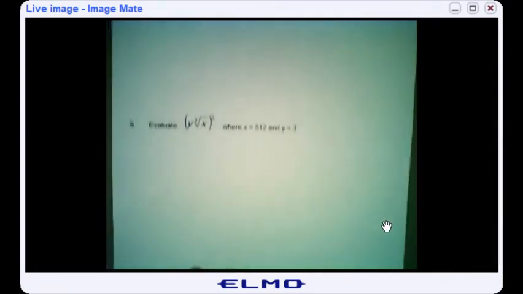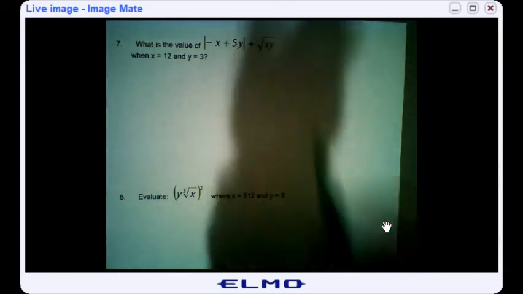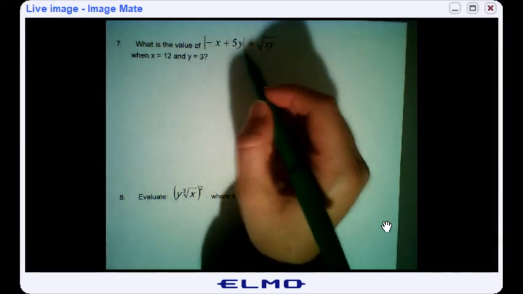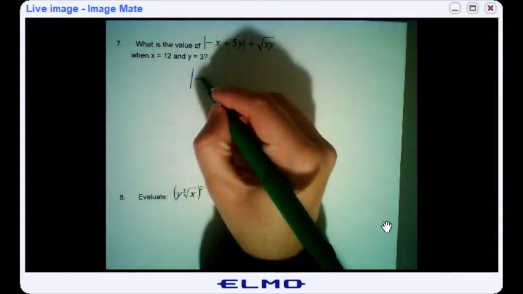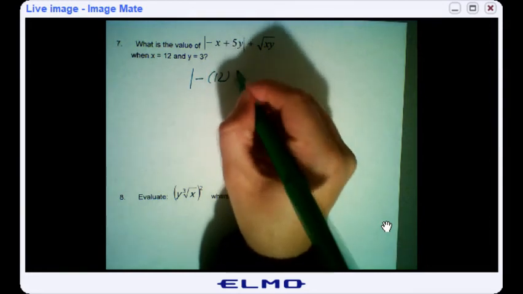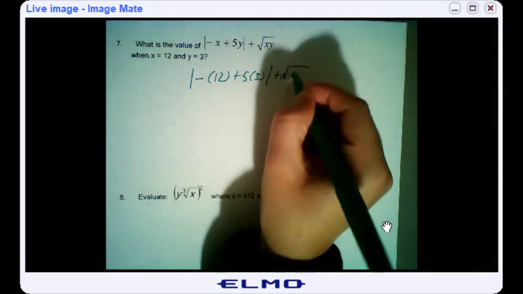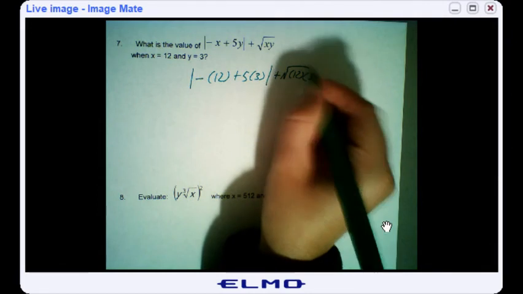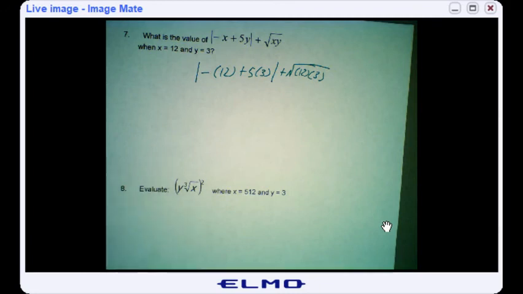Last two problems. I want to know what the value of the absolute value of negative x plus 5y plus the square root of xy is. So again, I'm just going to replace the value. So I have absolute value of negative parenthesis 12 plus 5 parenthesis 3 plus the square root. I'm going to multiply the 12 and the 3 together. Now, some of you guys could probably do some of that math in your head, and that's great, but please write it out before you start any math, just in case you make a silly mistake somewhere, so that we know that you know to plug the stuff in.